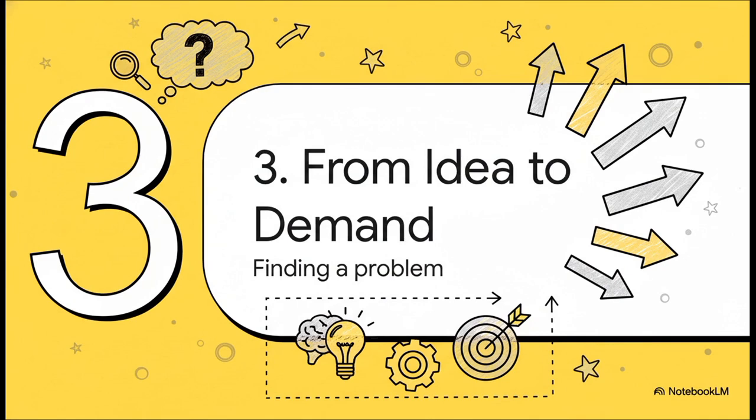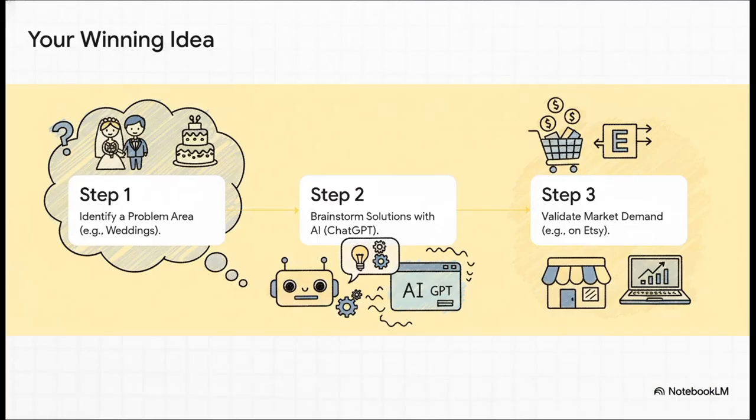Okay, enough theory, let's get into the fun stuff. How do you actually find a problem to solve? This is where people get hung up, but the best part is you don't have to guess. There's a clear process for this. So here's the game plan. It's just 3 steps. First, we pick a broad problem area.